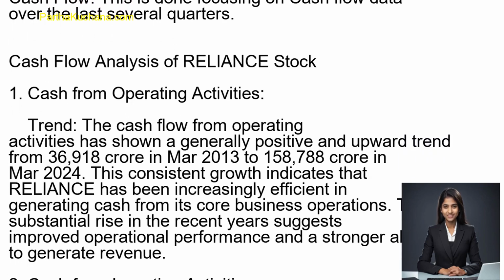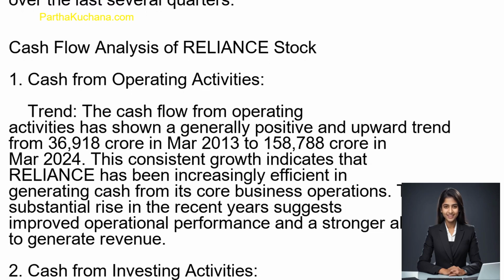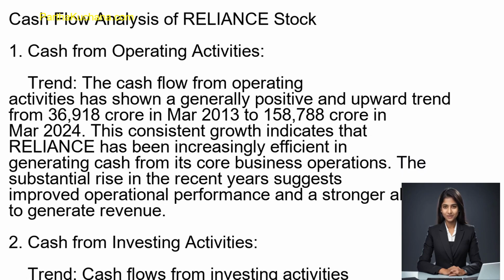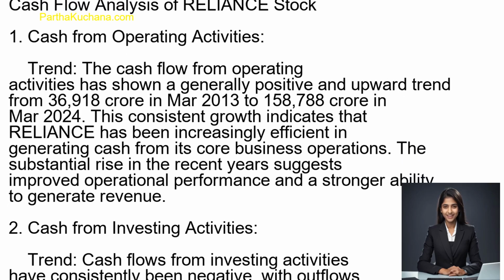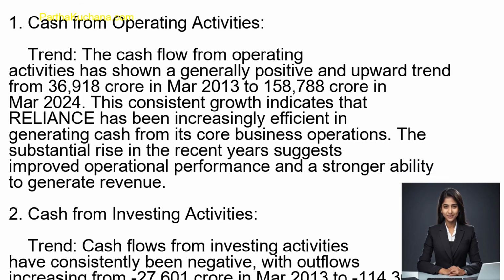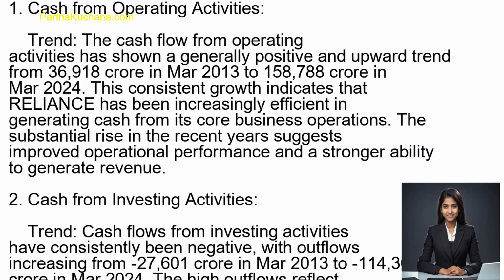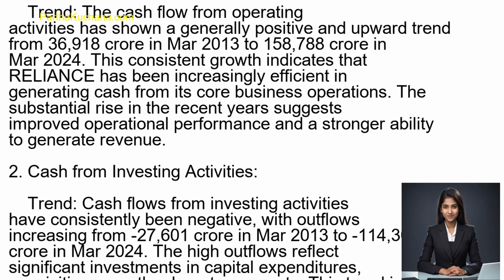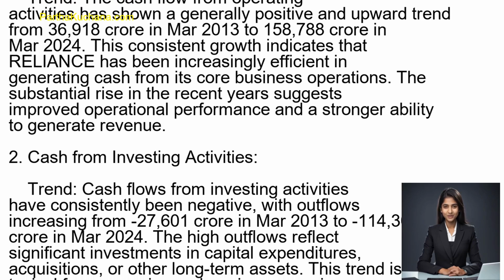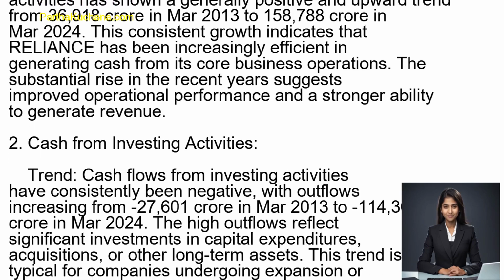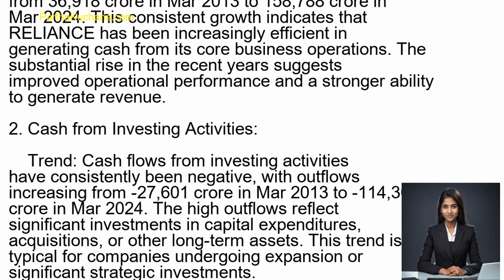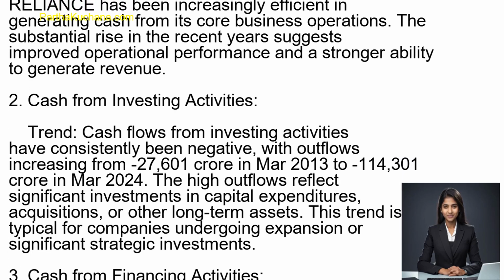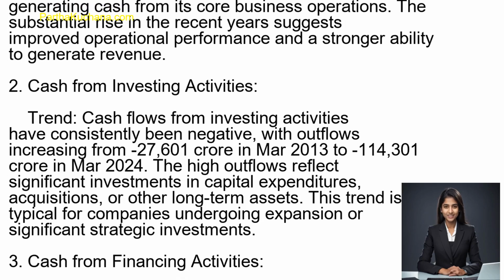2. Cash from investing activities. Trend: cash flows from investing activities have consistently been negative, with outflows increasing from negative 27,601 crore rupees in March 2013 to negative 114,301 crore rupees in March 2024. The high outflows reflect significant investments in capital expenditures, acquisitions, or other long-term assets. This trend is typical for companies undergoing expansion or significant strategic investments.